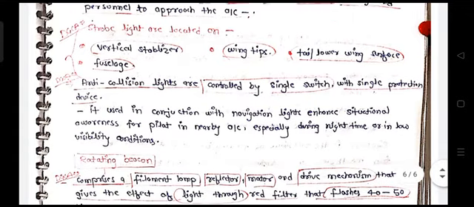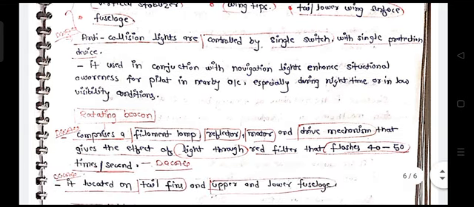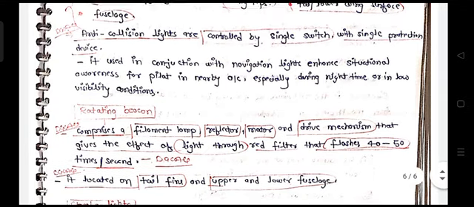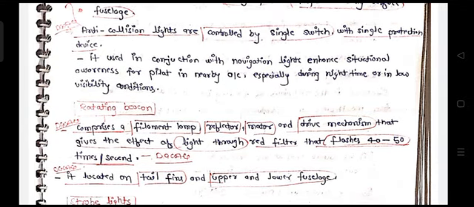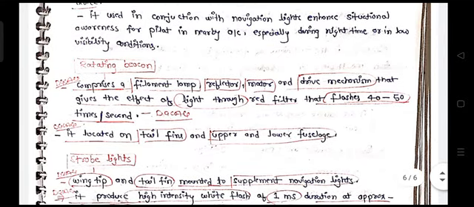The light is rotating. Just like that, over here also there can be rotating lights. Strobe lights are located on the vertical stabilizer, wing tips, tail, lower wing surface, and fuselage. All these areas, wherever it should be visible, wherever there may be a chance of the aircraft getting collided, this particular light will be kept as an anti-collision light. It is also controlled by a single switch with a single protection device. Single protection device means fuse, basically. Fuse is used to protect the light. It should be used in conjunction with the navigation light always, so that will be a better thing.